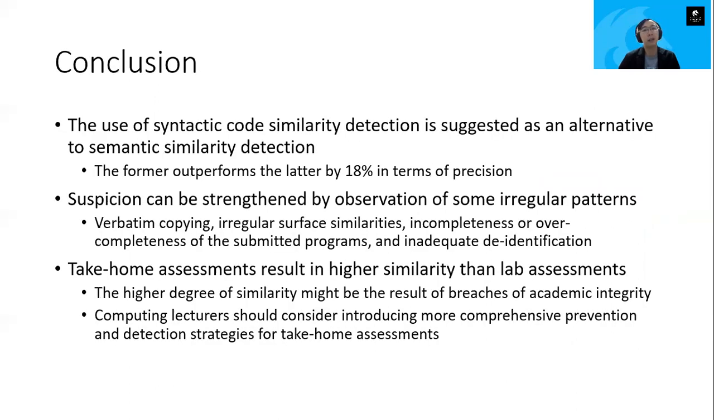As the conclusion, first, the use of syntactic code similarity detection is suggested as an alternative to semantic similarity detection. The former outperforms the latter by 18% in terms of precision. Second, suspicion can be strengthened by observation of some irregular patterns, like verbatim copying, irregular surface similarities, incompleteness or over-completeness of the submitted programs, and inadequate de-identification.